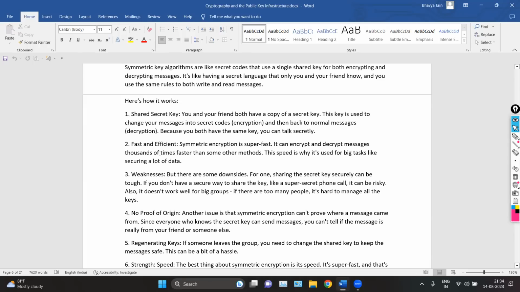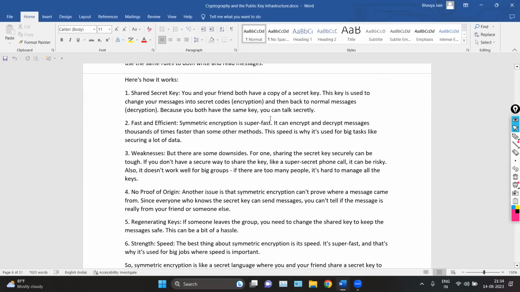Then we have fast and efficient. Symmetric encryption is faster than asymmetric encryption because we are using the same key. So in terms of efficiency and speed, you can use the symmetric algorithm. But it is not that secure, because the sender and the receiver are both using the same key. That is the downside, the weakness of it.